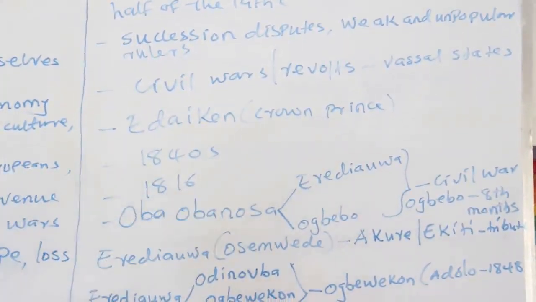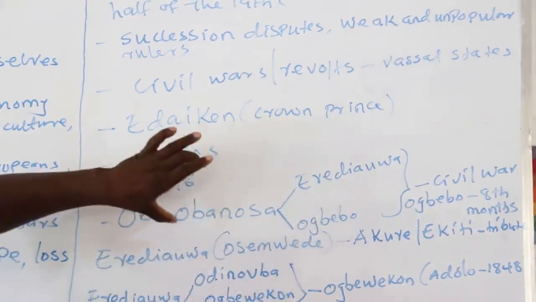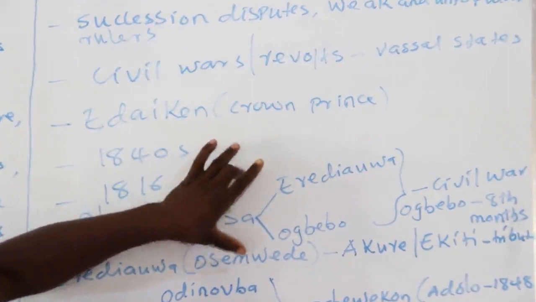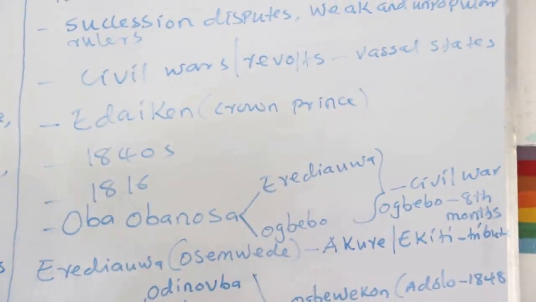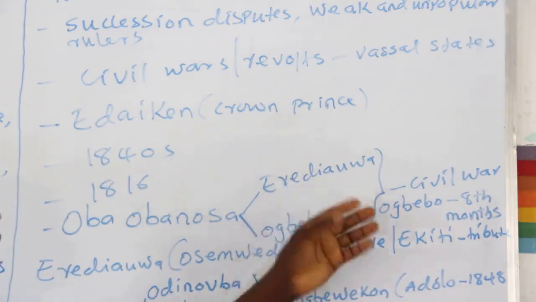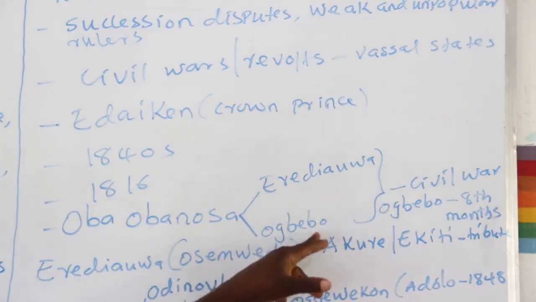Now in 1816, the king at that particular time, the Oba at that particular time, was Oba Obanosa. Obanosa ruled Benin for some time, and when he died, his two sons decided to struggle among themselves over the throne. Now he had two wives, and both of them gave birth to male children. So the two were struggling among themselves in order to succeed their father. One of them was called Erediauwa, and the second one was called Obebo.